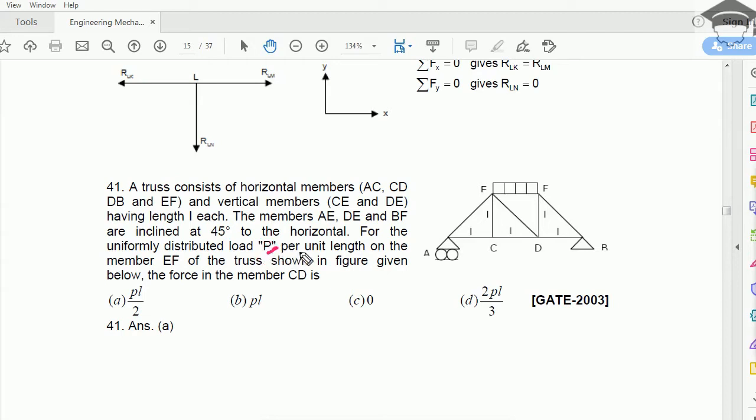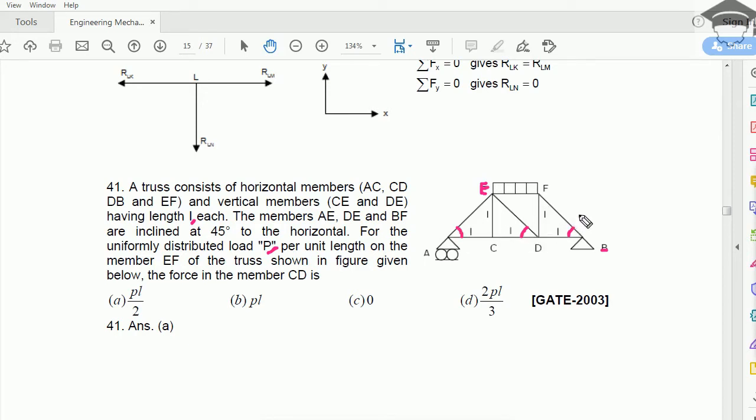All these angles they have given as 45. Members AE, DE, BF are inclined at 45. So AE is 45 and DE, BF. So this is E, this is F, this is A, this is B, A, B, C, D, E, F. So some printing mistake is there. Here E is not written correctly, so you have to check that. And the members AE, DE and BF all are inclined at 45.